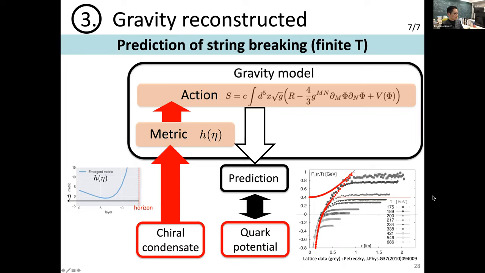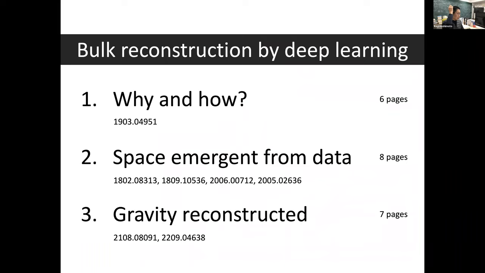So I think this is the success of the bulk reconstruction technique, which we implemented with the help of deep learning. And this is a good way to find a gravity model. So here is a conclusion. I explained the difficulty in finding a holographic model, that is, bulk reconstruction. There are several bulk reconstruction techniques, but here I use the similarity between neural network and AdS/CFT. With the help of that, I could fix and determine the gravity metric from which you can do many predictions. Thank you very much.